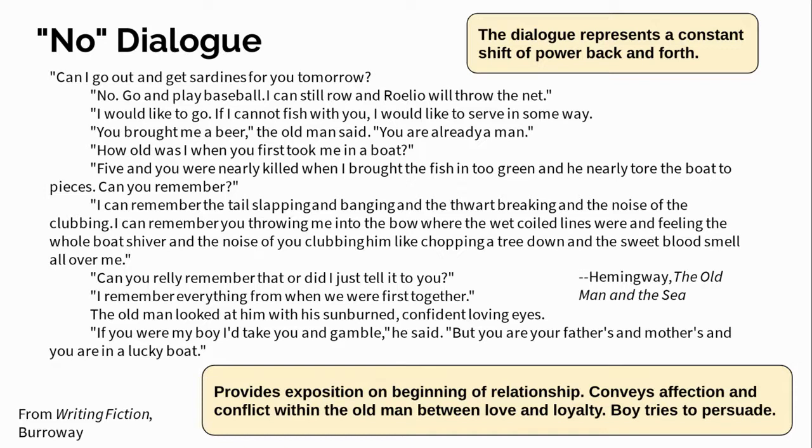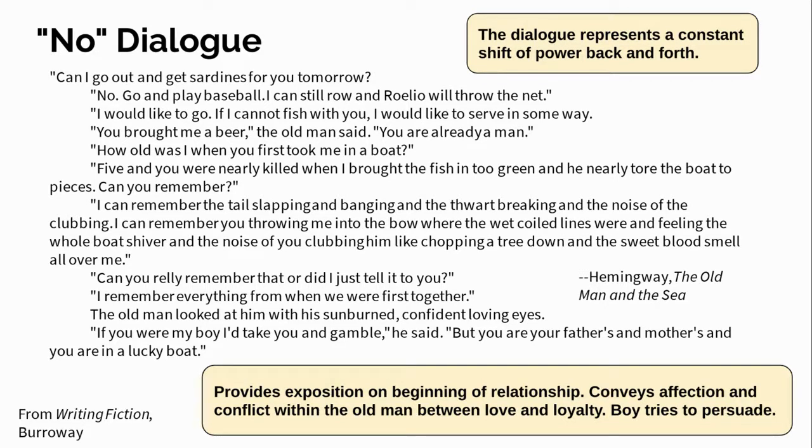Can I go out and get sardines for you tomorrow? No. Go and play baseball. I can still row, and Rogelio will throw the net. I would like to go. If I cannot fish with you, I would like to serve in some way. You brought me a beer, the old man said. You're already a man. How old was I when you first took you in a boat? Five, and you were nearly killed when I brought the fish in too green, and he nearly tore the boat to pieces. Can you remember?